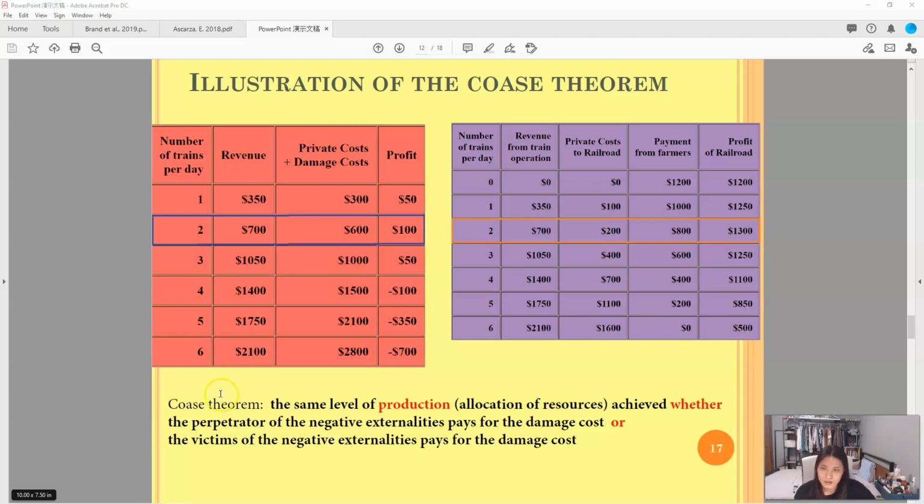whether the railroad company pays for the damage costs or all the victims, the farmers, pay for the damage costs. It doesn't matter since the optimal level would be exactly the same. It doesn't matter who pays for the damage cost. It doesn't matter who has the right of those damaged land. So this is our first example.